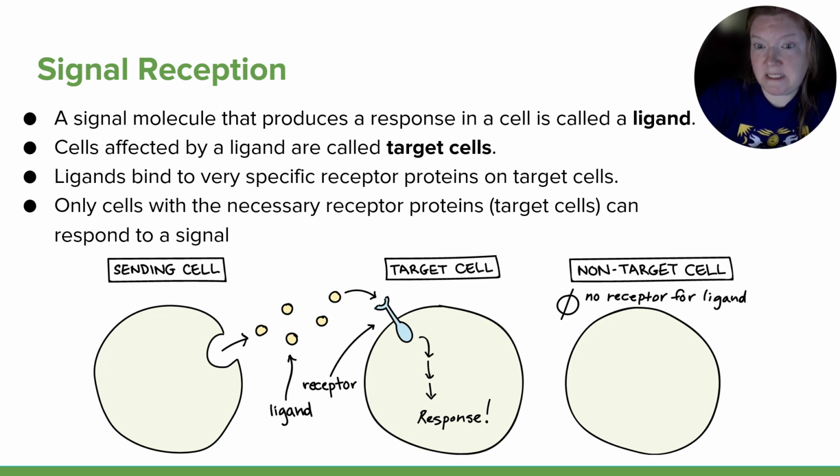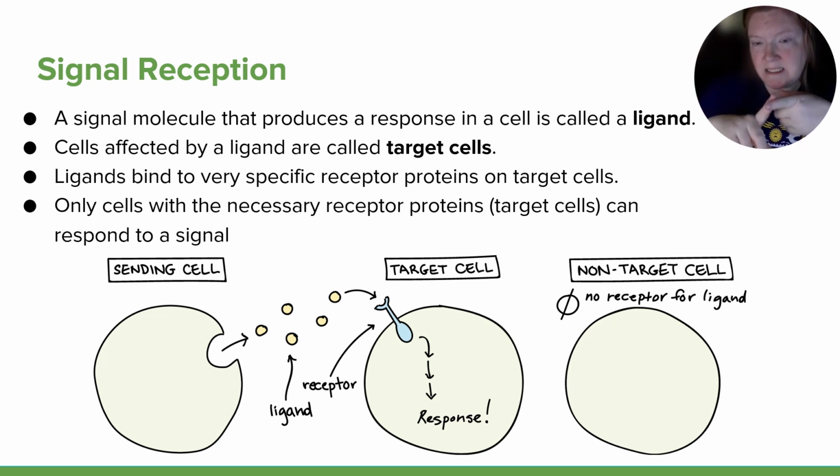So let's look at the first step first, signal reception. A signal molecule that produces a response in a cell is called a ligand. There are all sorts of ligands, okay? Cells affected by a specific ligand are called the target cells. And a ligand binds to a very specific receptor on the target cell. So again, just like when we looked at enzymes, there has to be an exact fit, has to be a match. Okay, so the ligand and the receptor have to be a match on the target cell.